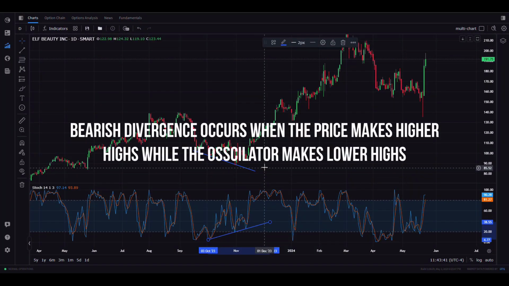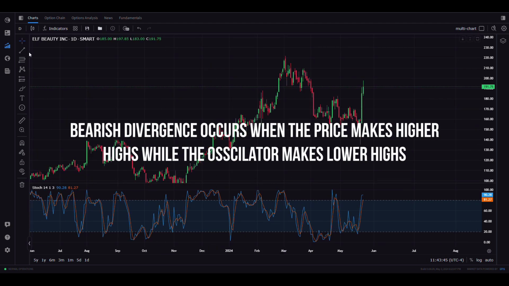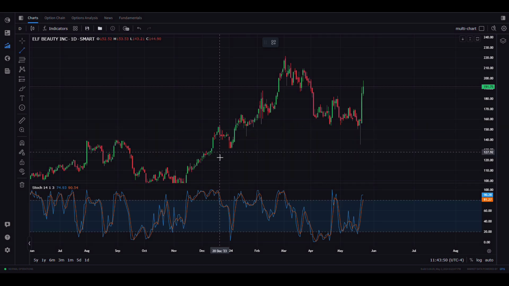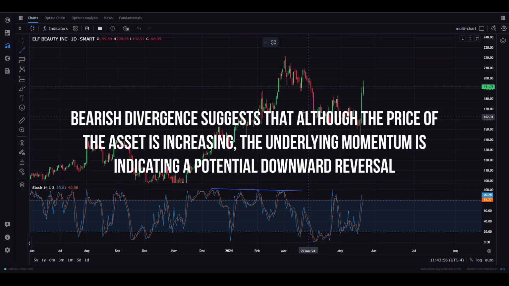Bearish divergence occurs when the price of the asset makes higher highs while the oscillator makes lower highs. This situation implies that the momentum indicator is showing weakening momentum in the upward direction, despite the price continuing to rise. Bearish divergence suggests that although the price is increasing, the underlying momentum is indicating a potential downward reversal.